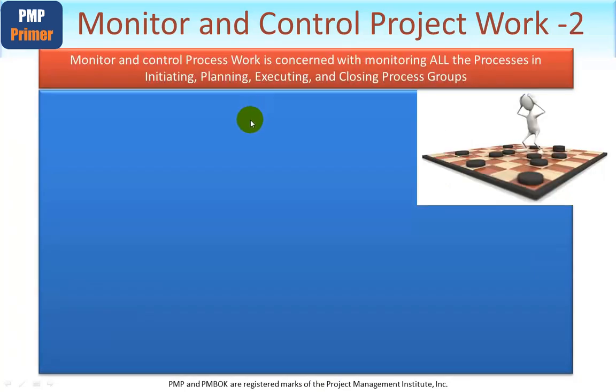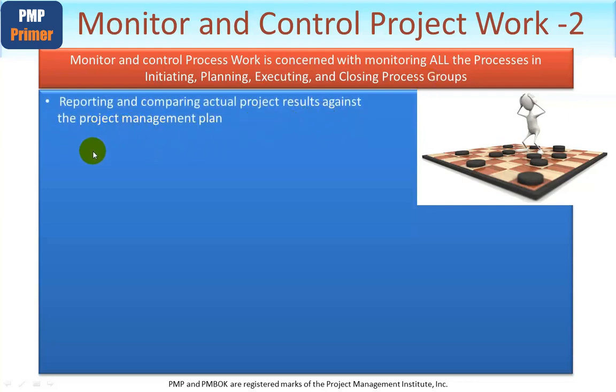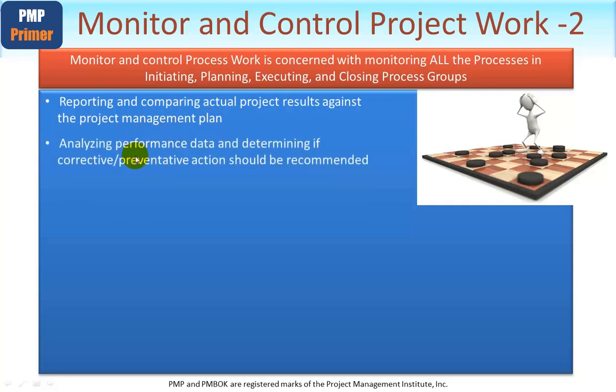Let's now just summarise the process of monitor and control project work. It's concerned, as I've said, with monitoring all the processes within initiating, planning, executing and even closing process groups. What it does is to report and compare actual project results against the project management plan. The purpose here is to determine variances and use that as an input to taking corrective action. Analysing performance data from the team, effectivity, actual work and so on, and determining if corrective or preventative action should be recommended. Monitoring and approving change requests as and if they're made.